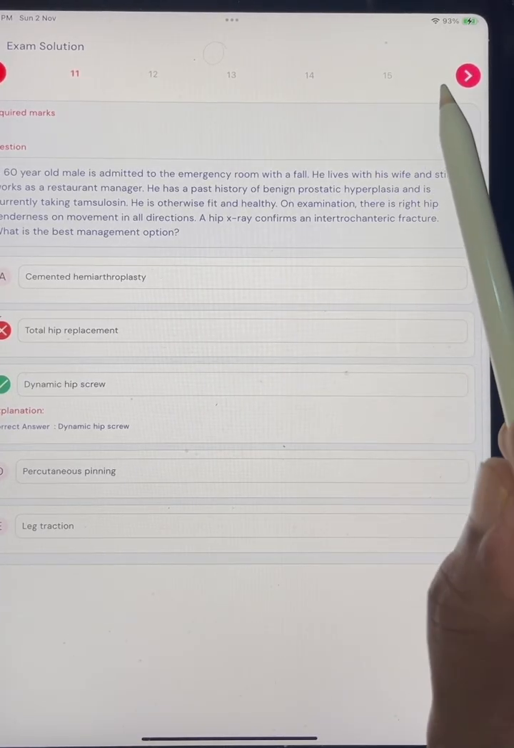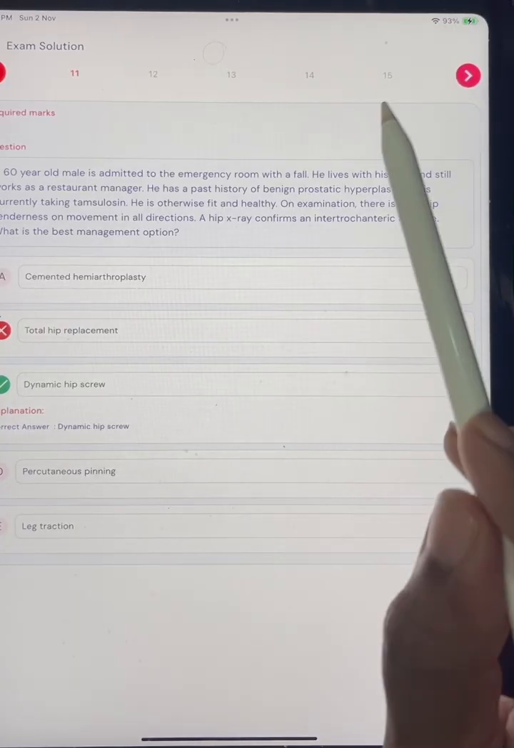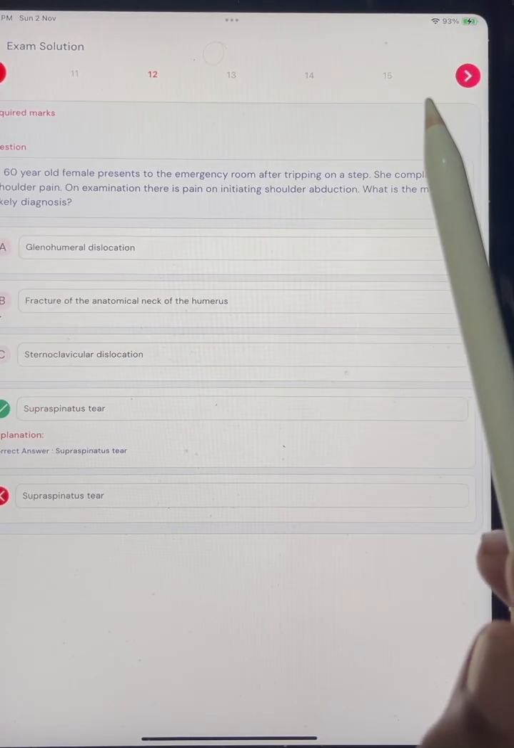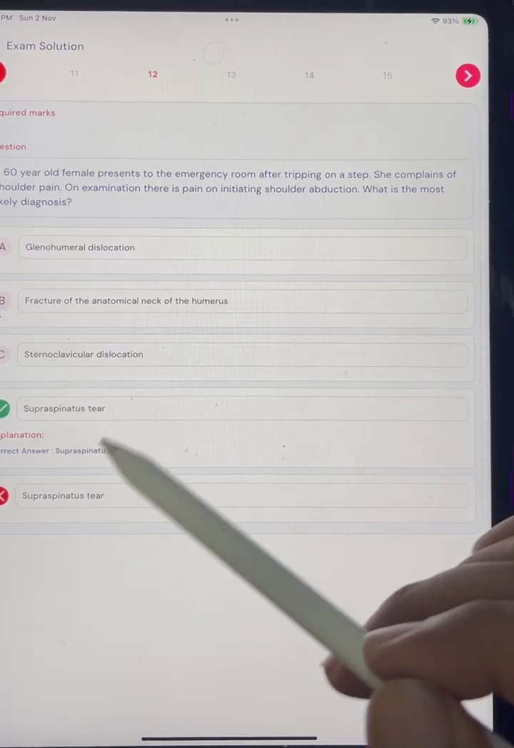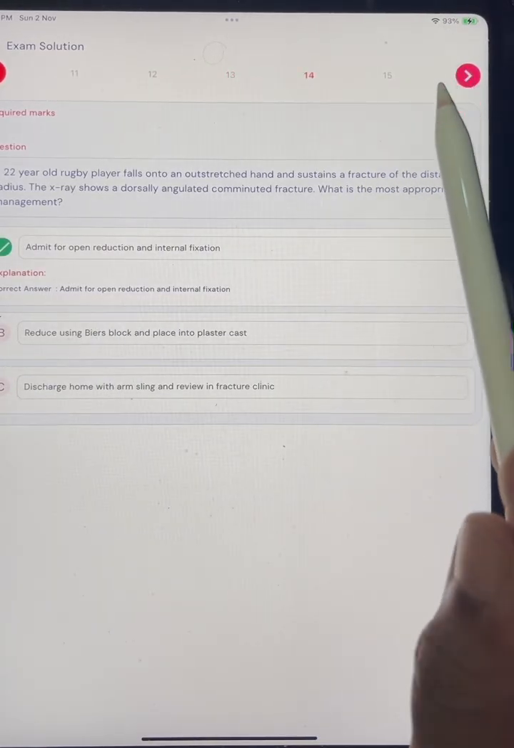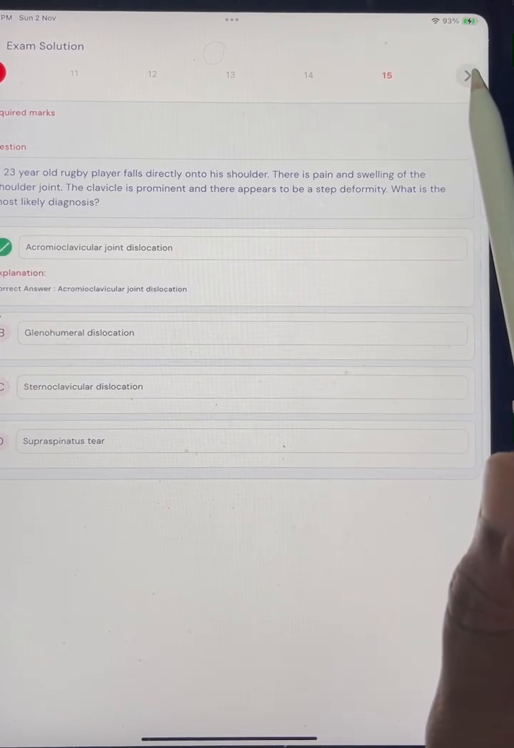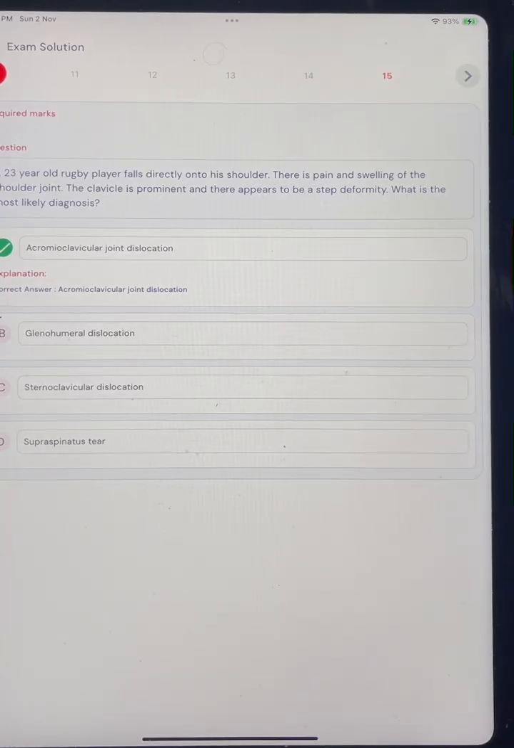Okay, this is what I was thinking. This patient does not need THR because it is intertrochanteric. Okay. Supraspinatus tear, both are true. Open reduction, internal fixation. Okay. Application of futura splint is right. Acromioclavicular joint dislocation. So here I can stop this. It is around 41 minutes.